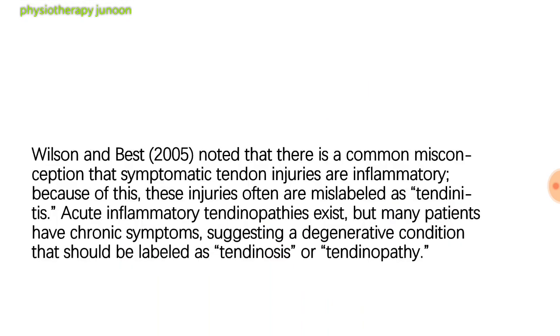Wilson and Bast in 2005 noted that there is a common misconception that symptomatic tendon injuries are inflammatory. Because of this, these injuries often are mislabeled as tendinitis. Acute inflammatory tendinopathies exist, but many patients have chronic symptoms, suggesting a degenerative condition that should be labeled as tendinosis or tendinopathy.